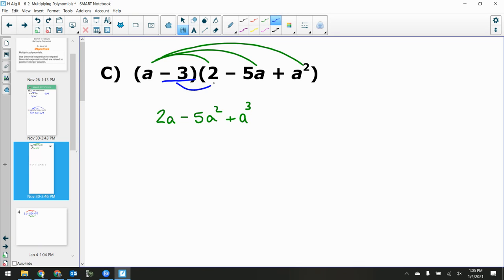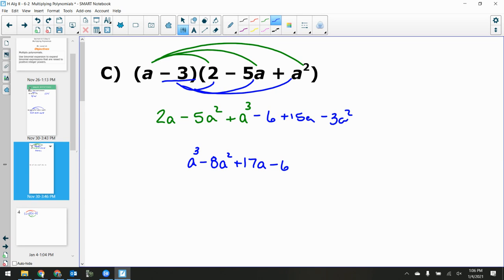negative 3. Negative 3 times 2 is a negative 6. Negative 3 times negative 5a is a plus 15a. Negative 3 times a squared is a negative 3a squared. And now we combine. Now, I like to put things in what's called standard form. In the section 6.1 video, you're going to learn that standard form is just basically decreasing in order from greatest to least in terms of the degree, the power. A to the third minus 8a squared, just combining like terms, plus 17a minus 6.